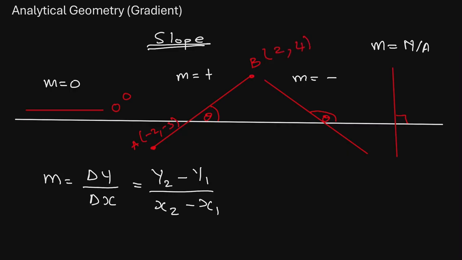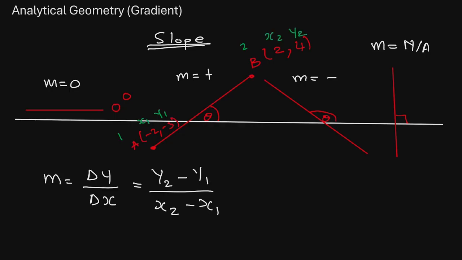So now, if you have the coordinates of a line, then you will be able to determine the gradient of that line. But first you need to label your points. This is your point 1, therefore you're going to have x1 and y1. This is your point 2, you're going to have x2 and y2.